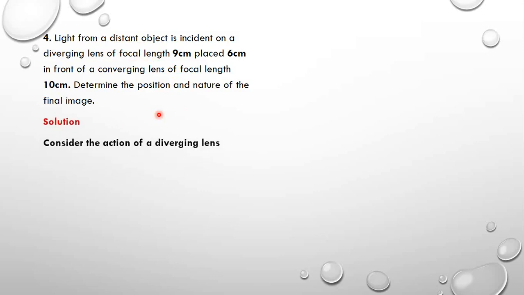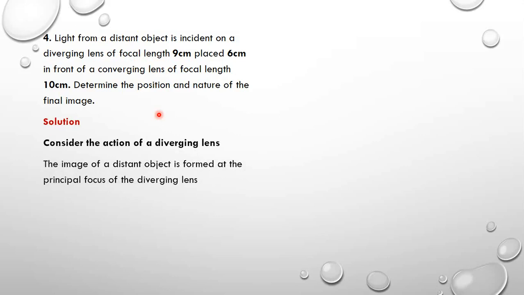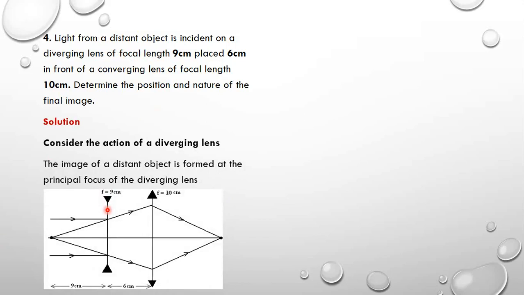So if you consider the action of the diverging lens, the image of a distant object is formed at the principal focus of the diverging lens. If you look at the ray diagram, a ray from a distant object meets this diverging lens and is diverged. When it is diverged, it meets the second lens within here, which is the converging lens, which converges it to its final position.